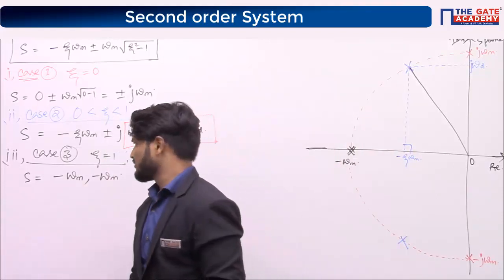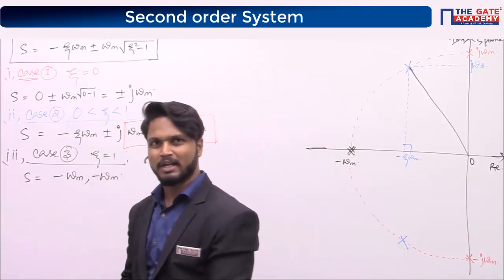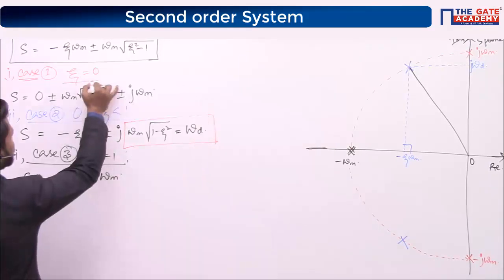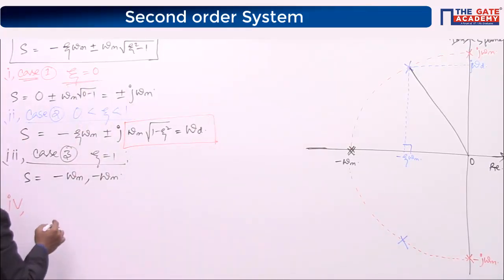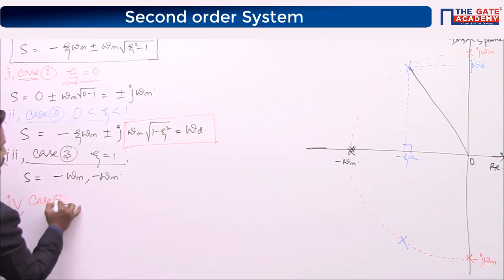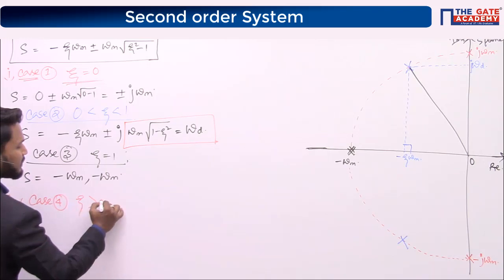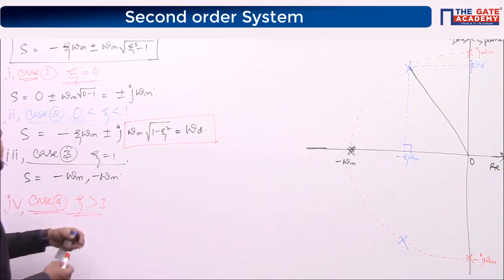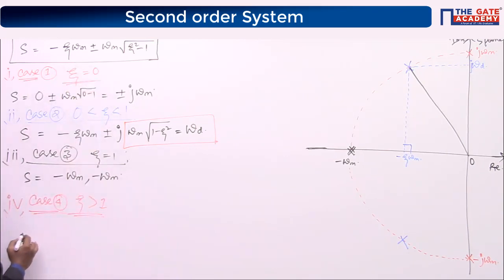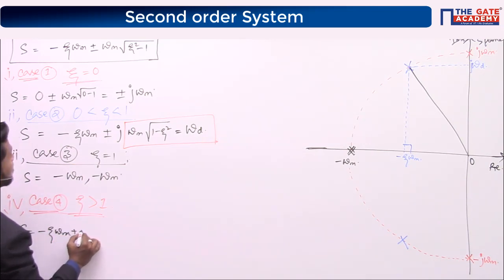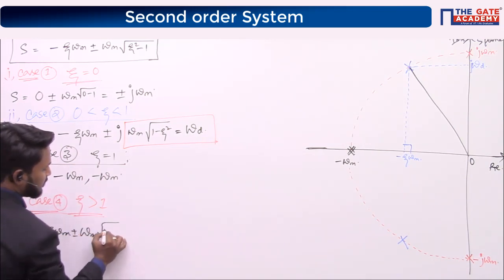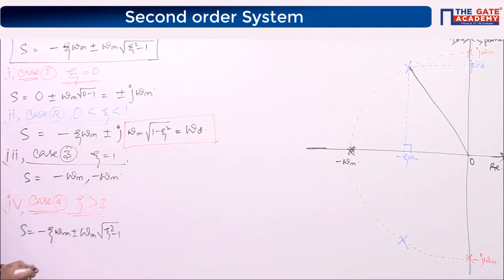And let us not leave the other case also. Let us cover the other case also. So the fourth case, let us look at it here. When zeta is greater than 1, then we are going to get s equal to these two different roots, right? s is equal to minus zeta omega n plus or minus omega n under root zeta square minus 1, right? These are the roots we are going to get.